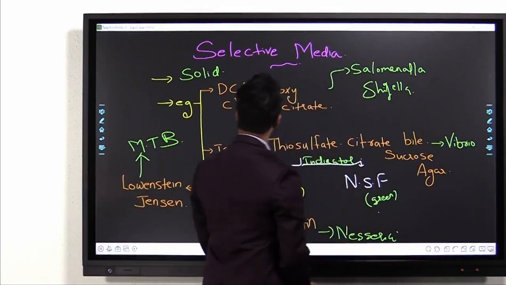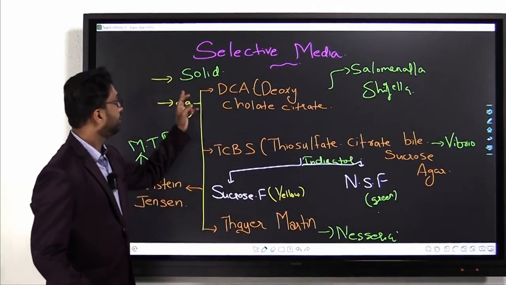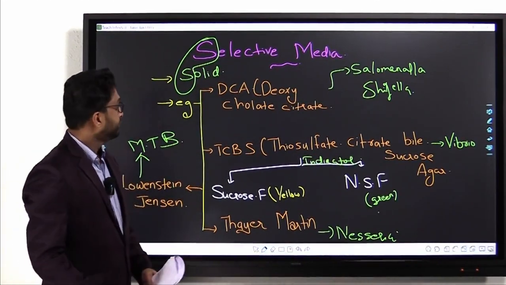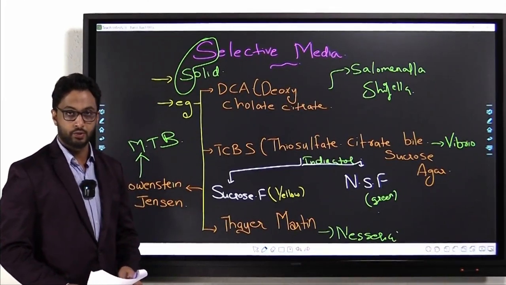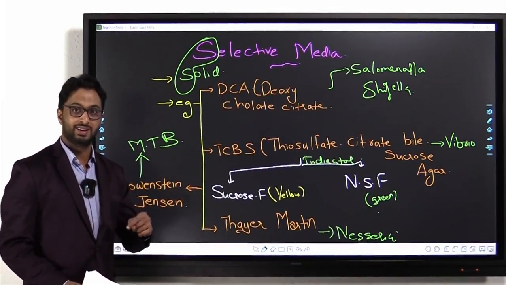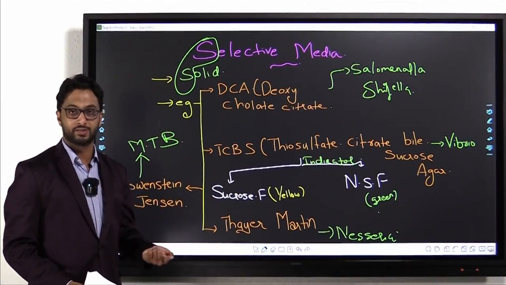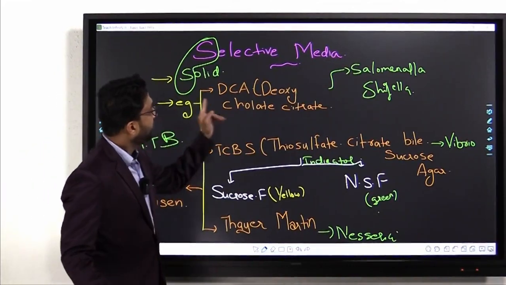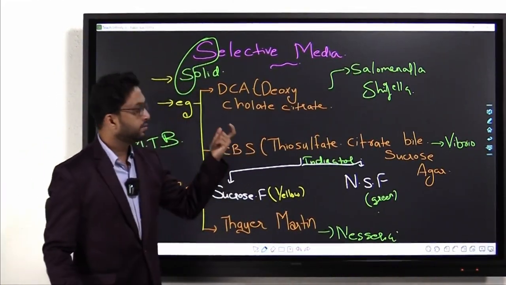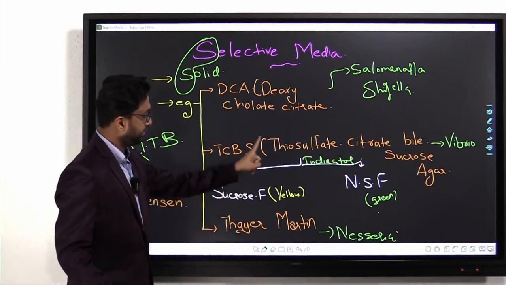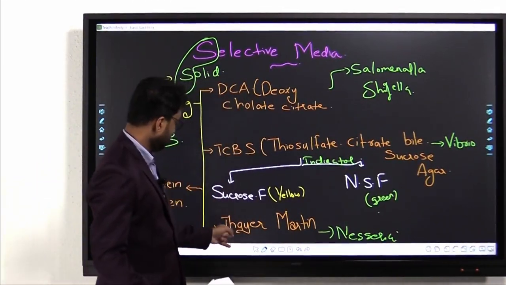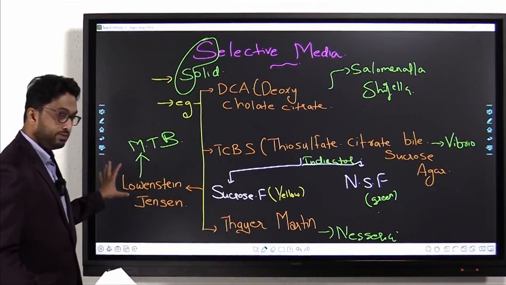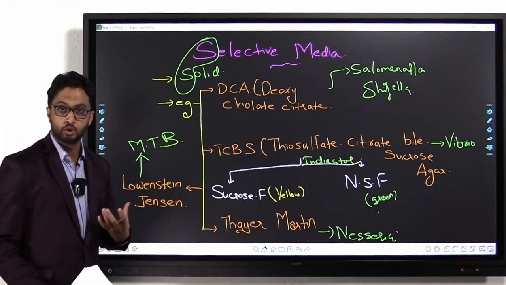And then we came on to the selective media, which is solid. So it's good to know this like this. So SS agar is solid. So what is liquid? Liquid is enrichment, which allows the growth of one bacteria. Now DCA, deoxycholate citrate agar, for Salmonella and Shigella. TCBS is an indicator media used for Vibrio. Then you have Thayer-Martin media, you know it, Neisseria, and Lowenstein-Jensen media for Mycobacterium tuberculosis.